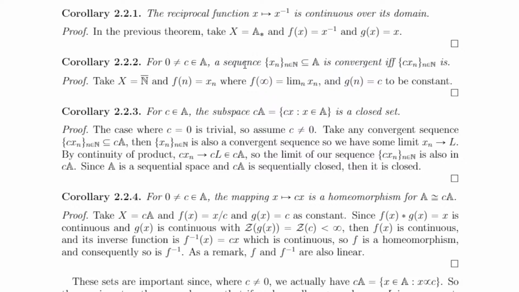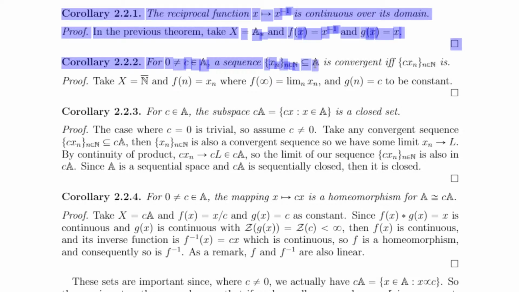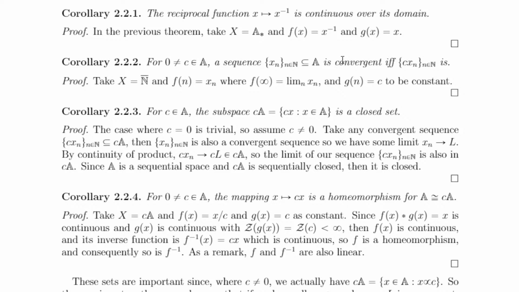If we have some non-zero value c in our space, then for any given sequence x sub n, also in our space, this sequence will be convergent if and only if c times this xn sequence is convergent. That's super useful. It seems obvious, but because the space that we're working in is so complicated, it's not quite as obvious as it might seem. So this is a very important result.